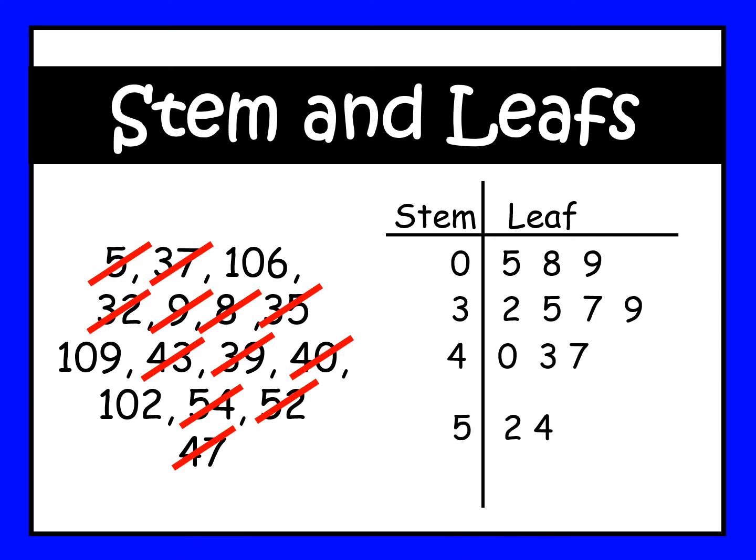54, 52, 52, 54. I put that in my stem and leaf. My last numbers that are remaining are in the hundreds. So I have 106, 109, and 102.